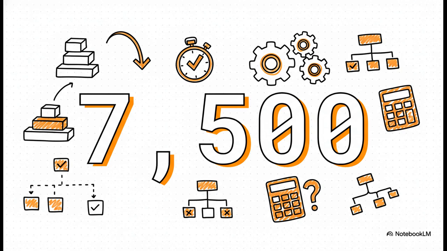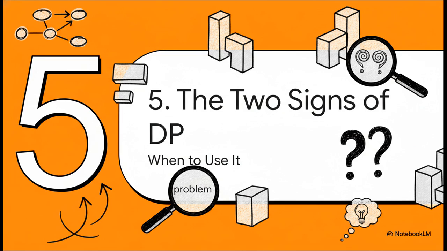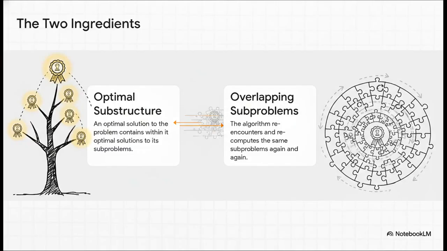So this all sounds amazing, right? But the big question is, how do you know when to use it? Well, when you're staring down a new problem, there are two telltale signs that it might be a perfect job for dynamic programming. First, the problem has to have something called optimal substructure. It's a fancy way of saying that the best solution to the whole big problem is built from the best solutions to its smaller parts.